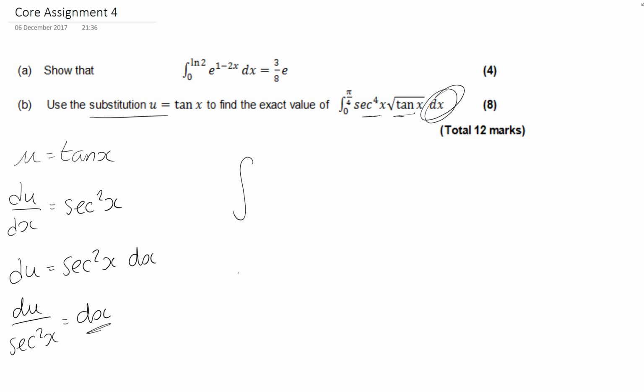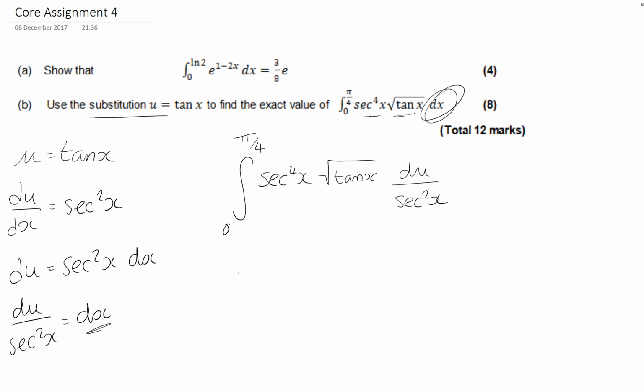So we're going to do the integral from 0 to pi by 4 of sec to the 4 x over the square root of tan x. Now you're tempted, I know, to write that as root u, but the best thing to do, and it won't make any difference in this question, is just to put in your dx first and see what cancels before we start trying to do too much with our u.